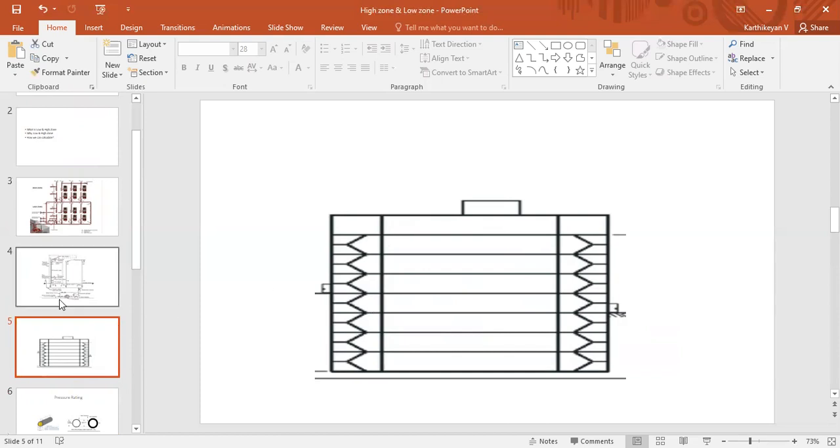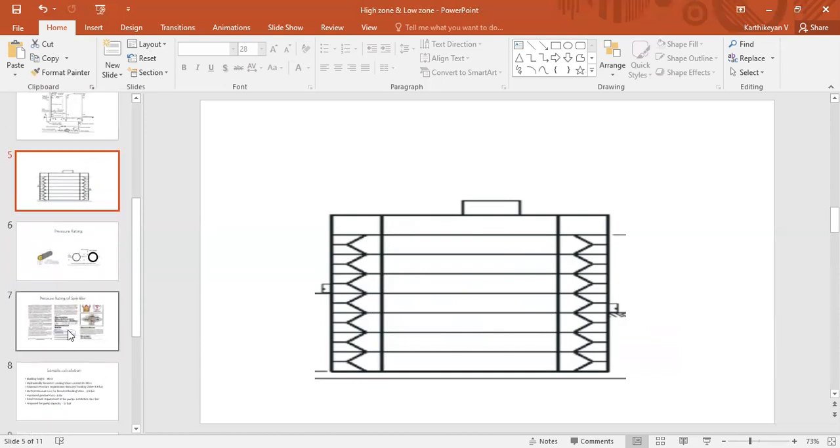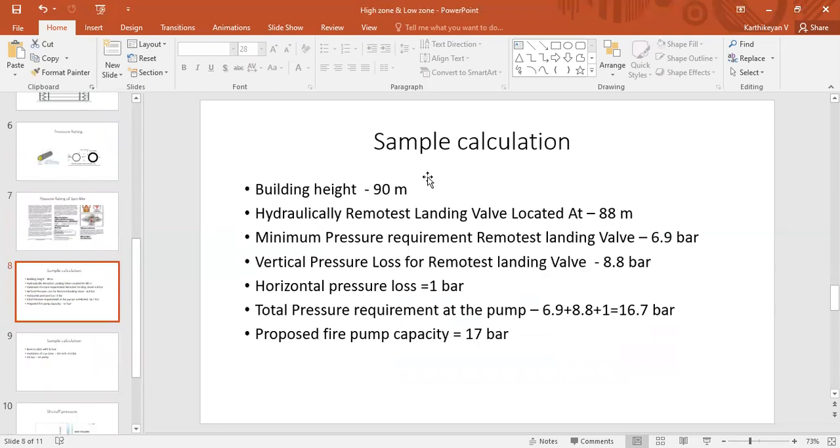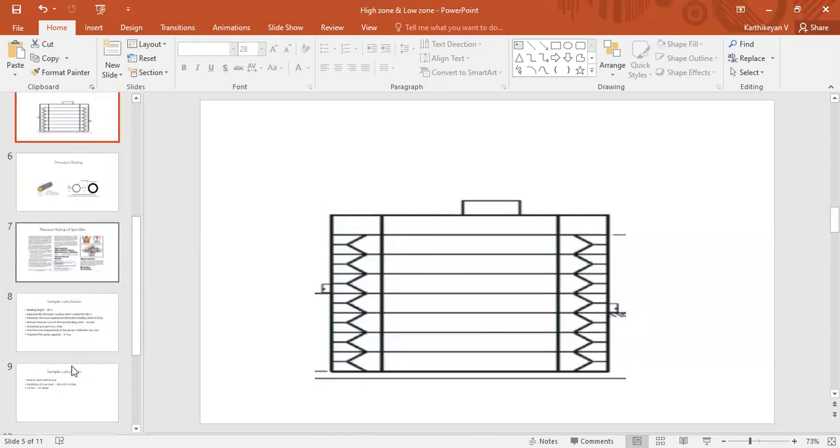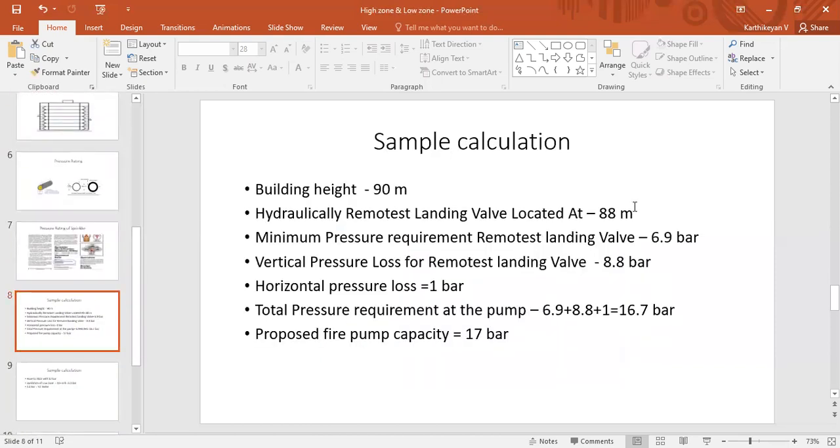This is a building that has a height of 90 meters. Hydraulically, the most remote standpipe landing valve is located at 88 meters. The building is typically equipped with standpipe systems. If the fire pump is located here, this will be the hydraulically remote portion, and here the landing valve will be located. So the remotest landing valve is located at 88 meters.